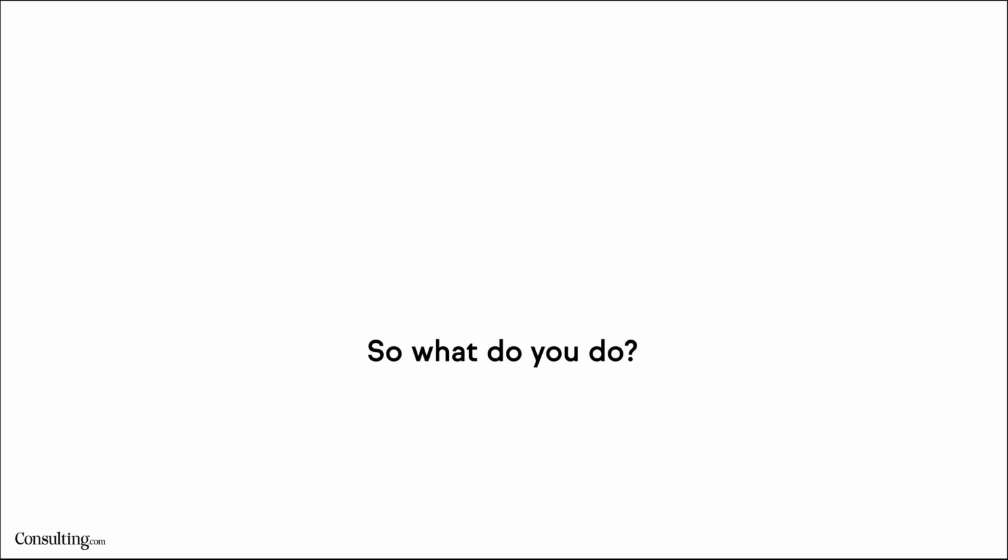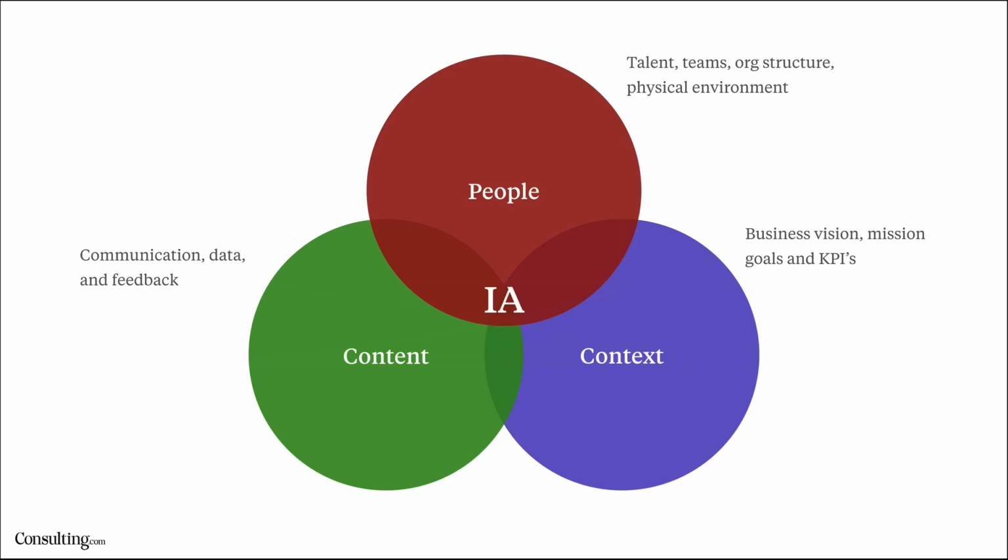So that's the problem. And you're probably thinking, well, what do you do about it? The way to really fix this problem is with something called information architecture. IA, information architecture, is what I've spent a lot of my time digging into over the past 6 months. There are really three main components to information architecture: your people, your context, and your content.